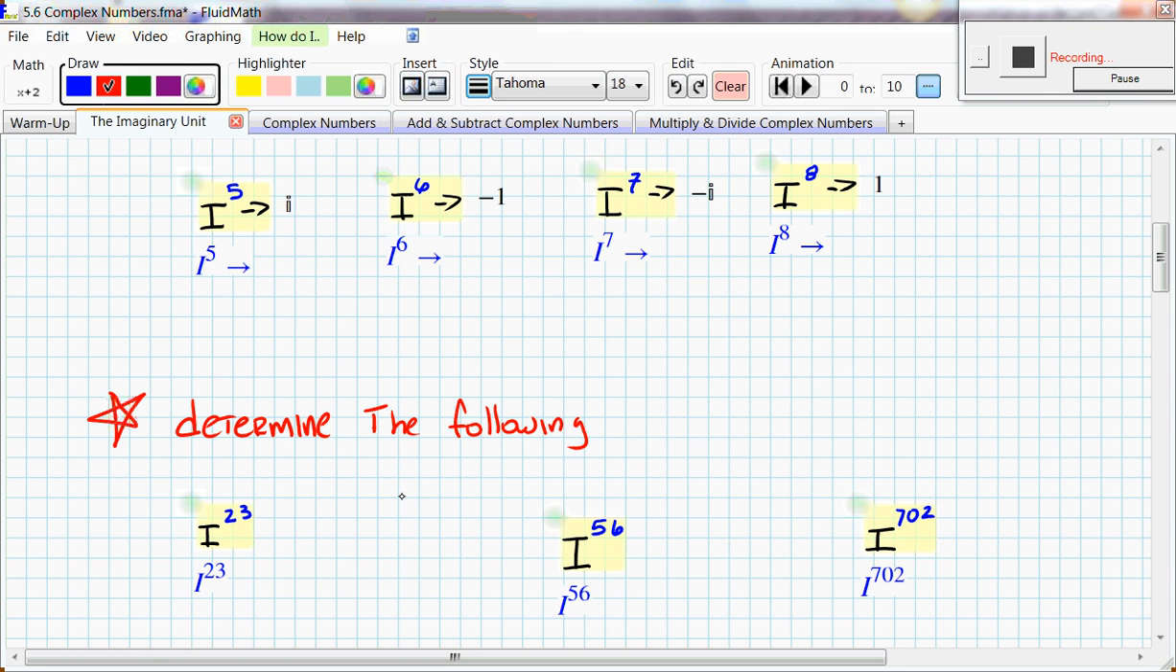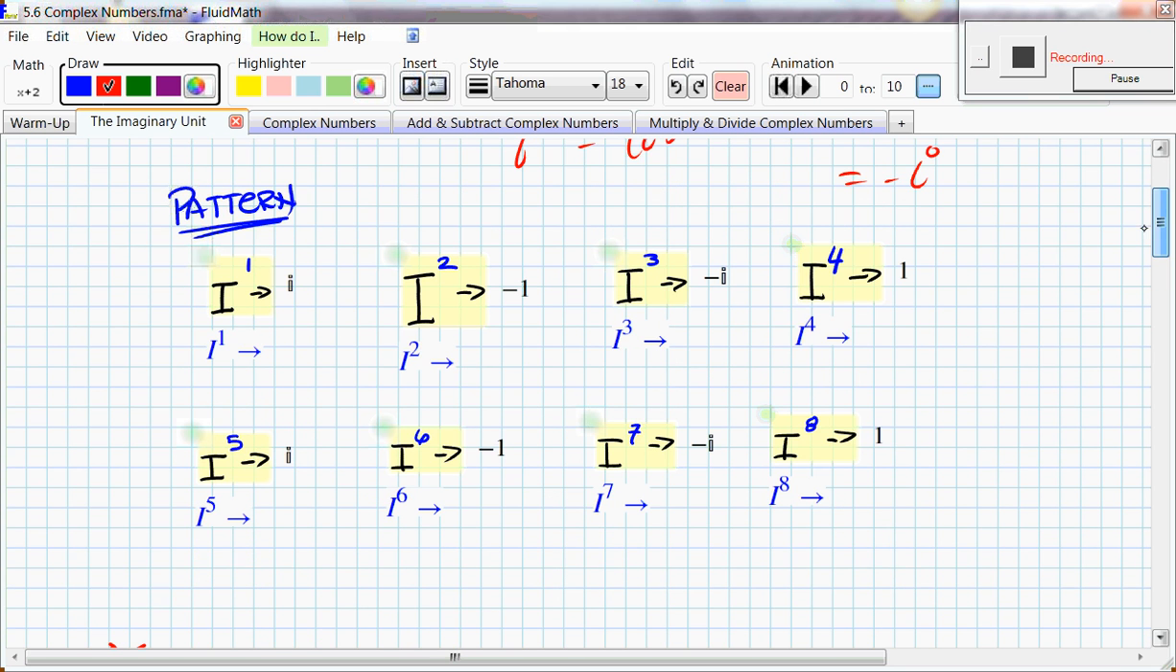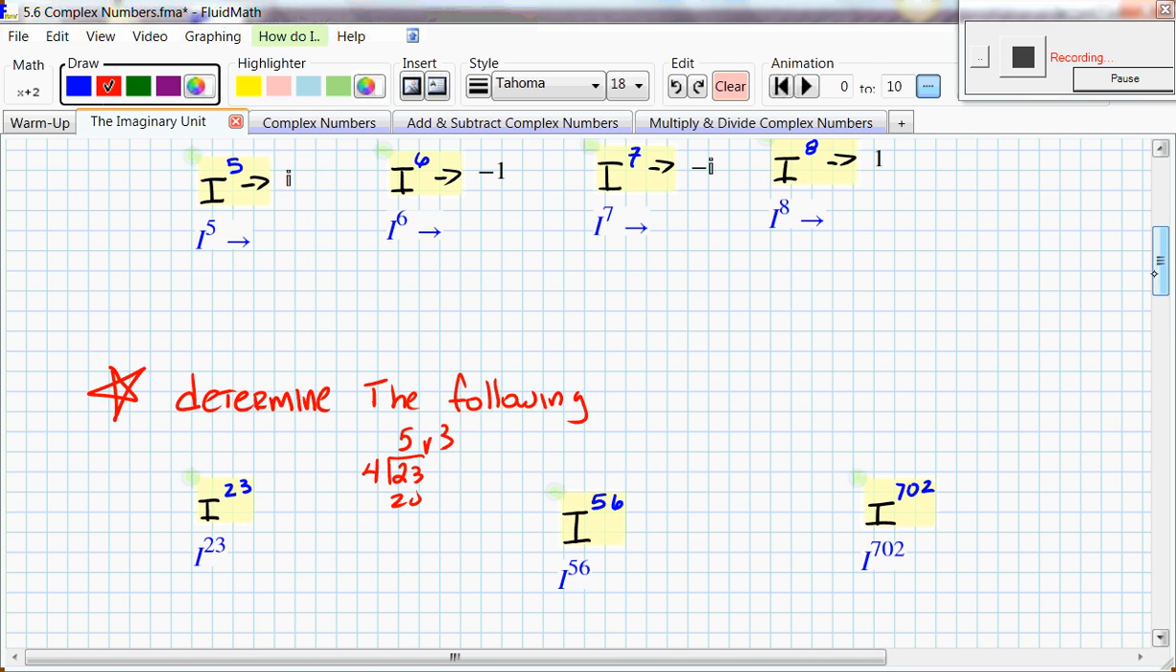i to the 23rd. Let's see here. If I take 23 and divide it by the 4 possible things that it could be, how many times does 4 go into 23? Well, 4 goes into 23 5 times, which is 20, and then I have a remainder of 3. So could it be that i to the 23rd is the same thing as i to the 3rd? Because it goes through 5 full times and then another 3 times.